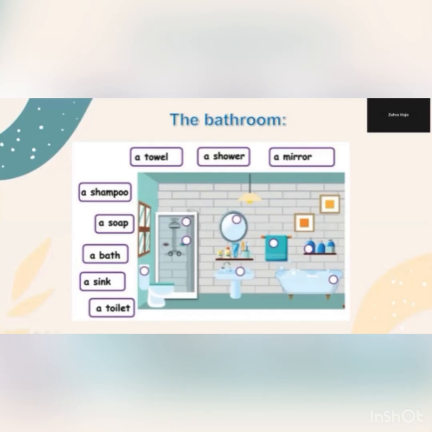Sink. The sink is where we wash our hands and face, then we use the towel for drying and for brushing our teeth too. Bath and shower. Shower and bath, where we get clean by washing our body with water, soap, and shampoo. Mirror helps us see ourselves when we wash our faces or brush our teeth.